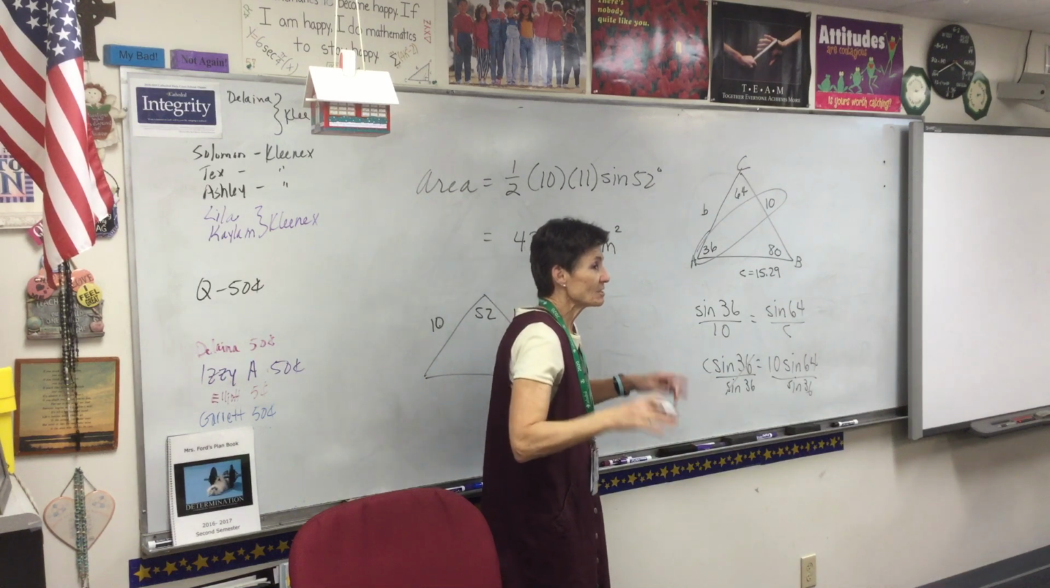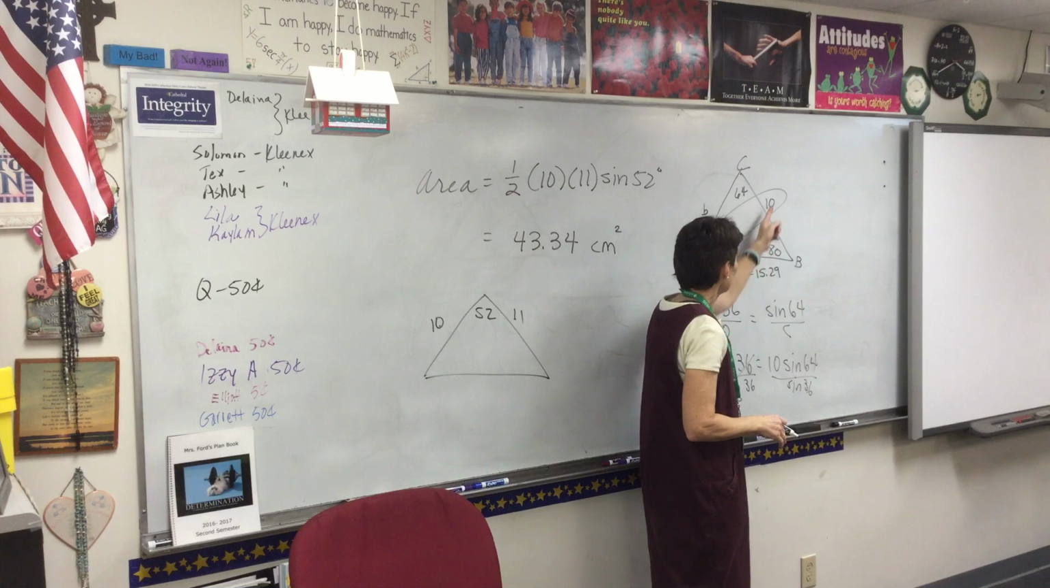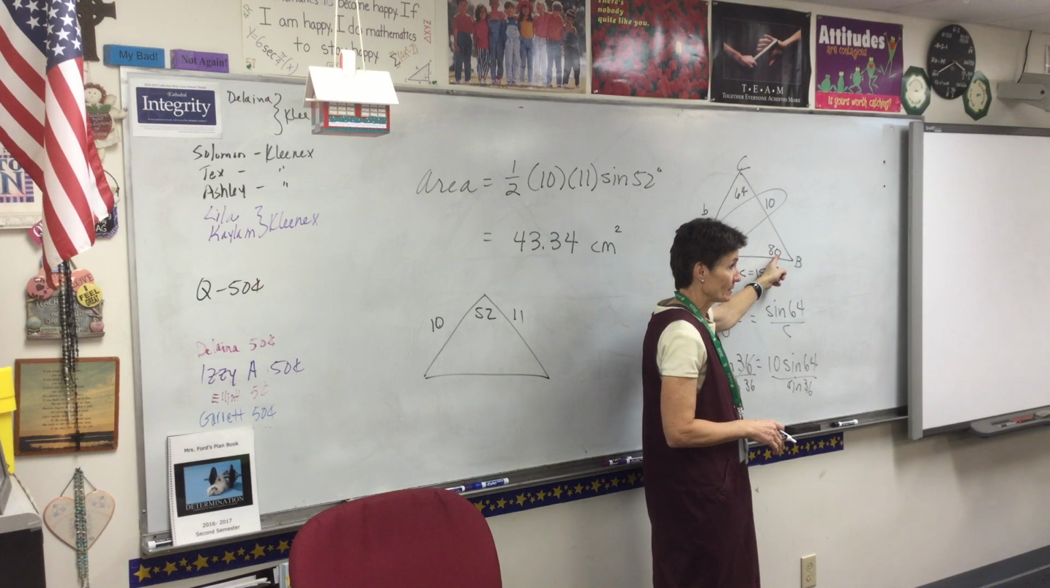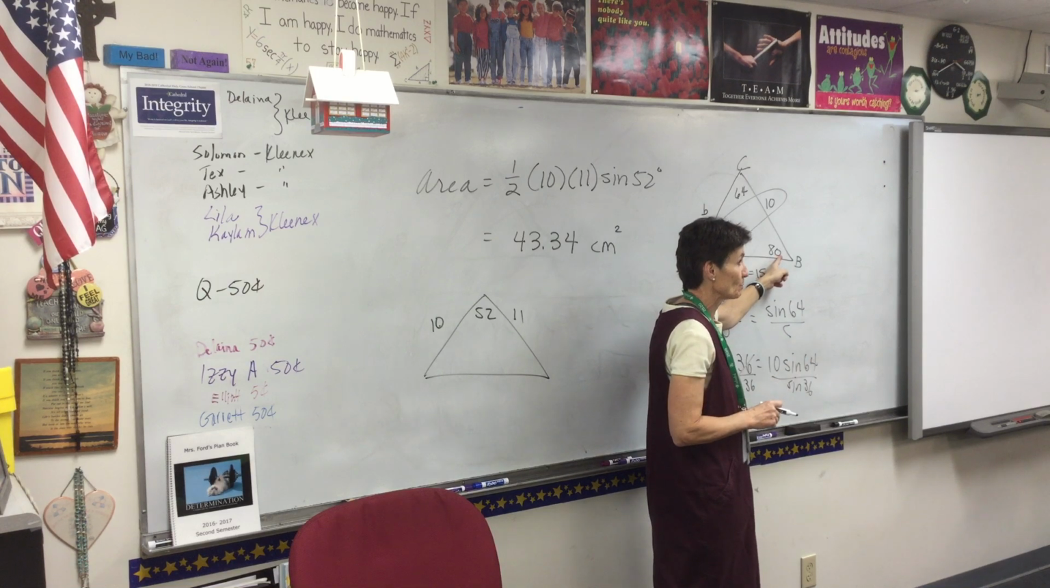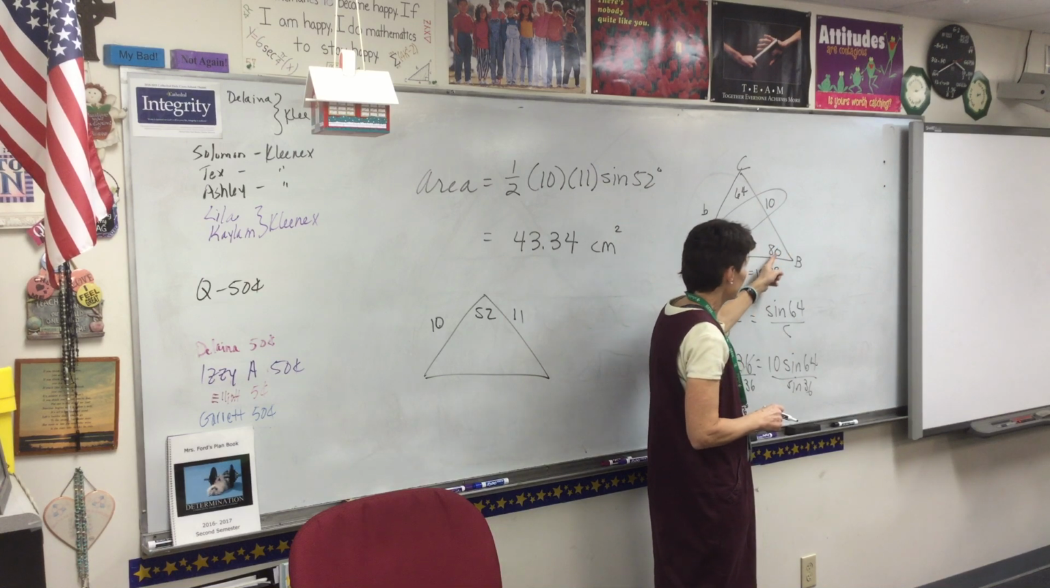Now, you should be getting so excited. What do you have right here, guys? All the angles. You have a side, and another side, and the angle in between them? That's perfect. That's what you want. So you have two sides and the angle in between them.